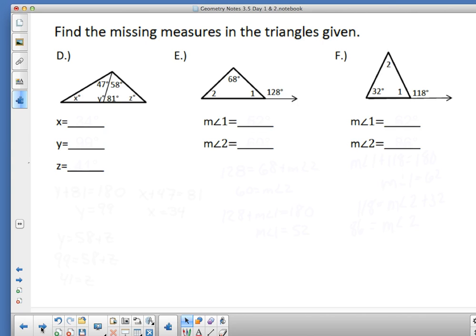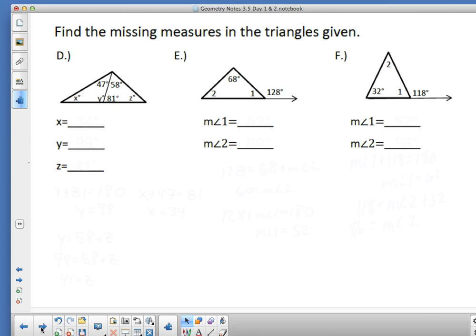So here it is. May I? All 3 of these add up to 180, but this is hard to solve for. But you can find this one because they're a linear pair, right? This plus this, it's 180. These 2 add together to make 81. 81 minus 47 will give you x, because of the exterior angle and these 2 remote interiors.